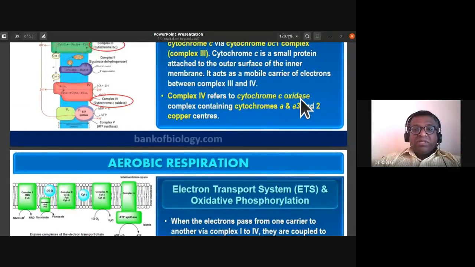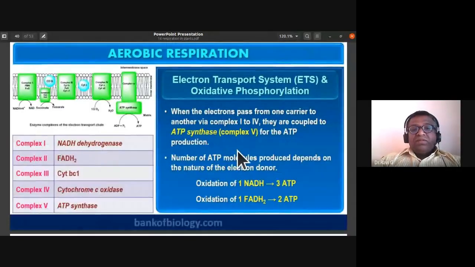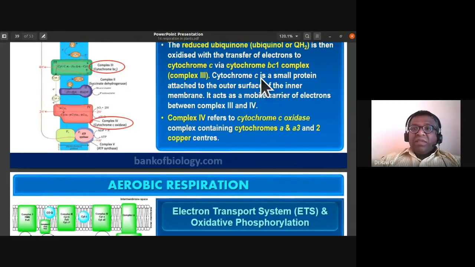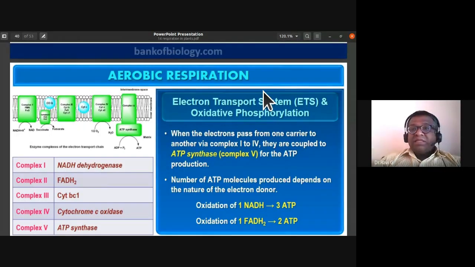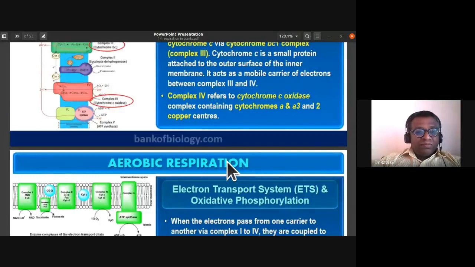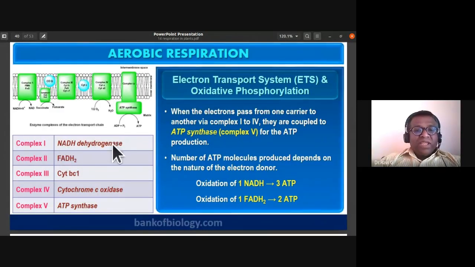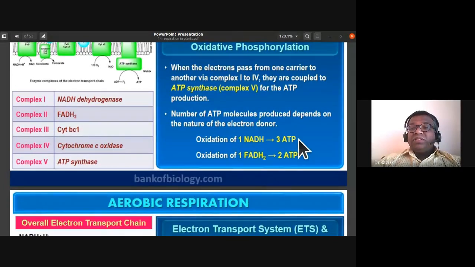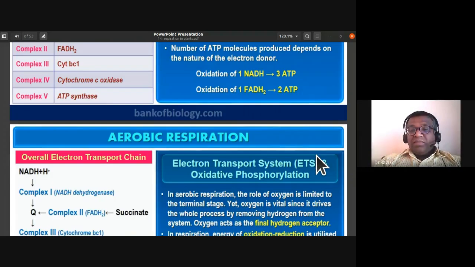Cytochrome C oxidase is present in complex 4. Complex 3 has the cytochrome BC1 complex, and complex 2 has FADH2. Complex 1 is NADH dehydrogenase, complex 5 is ATP synthase. That is how the energy rich molecules are converted to ATP: NADH gives 3 ATPs, and from one FADH2 we obtain 2 ATP.